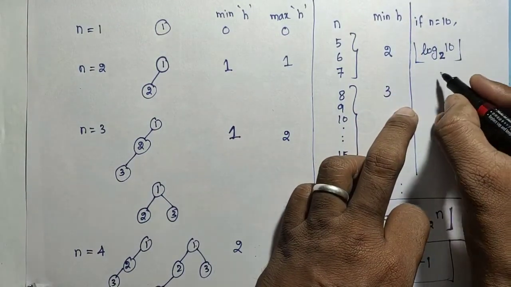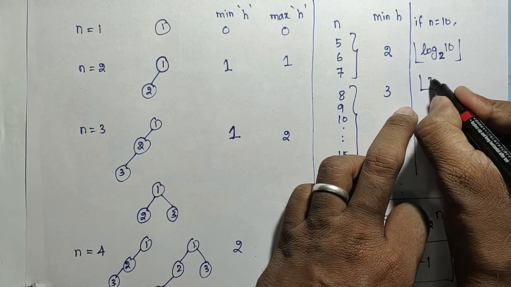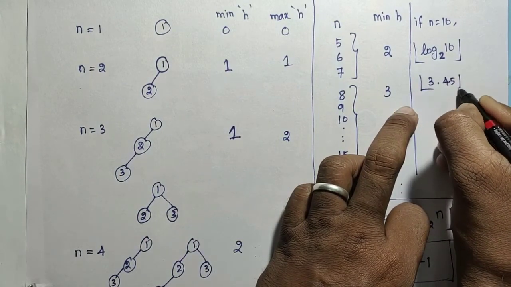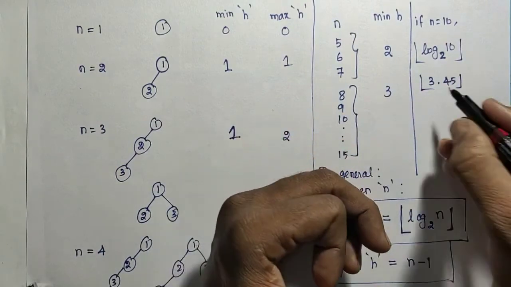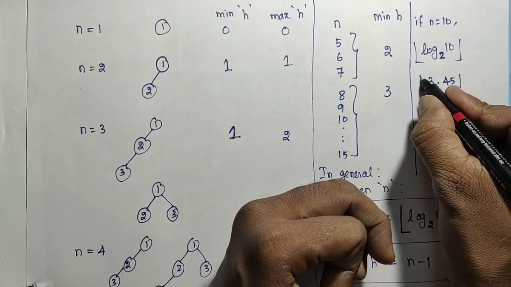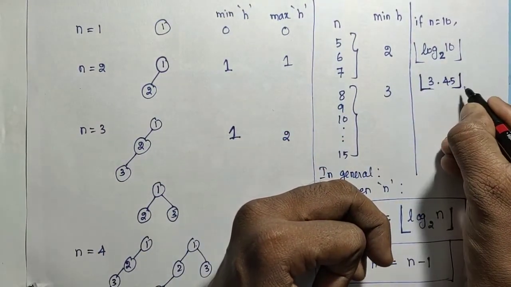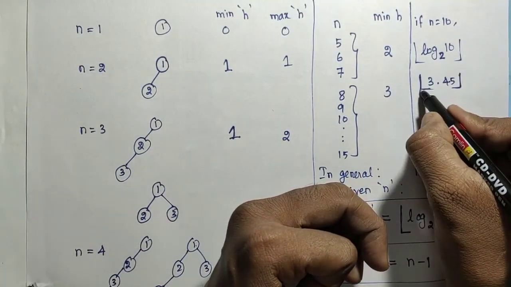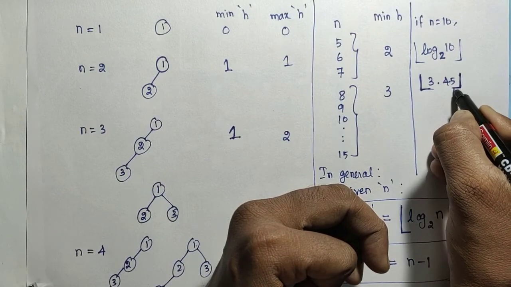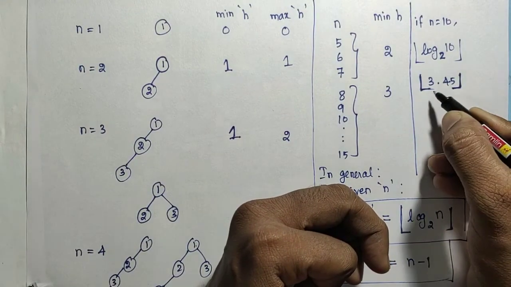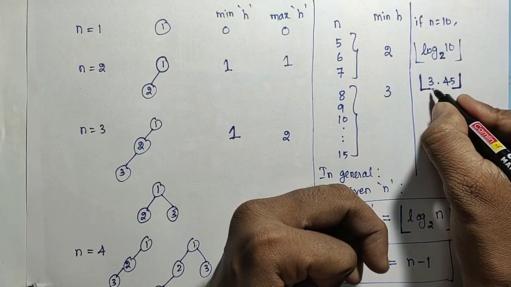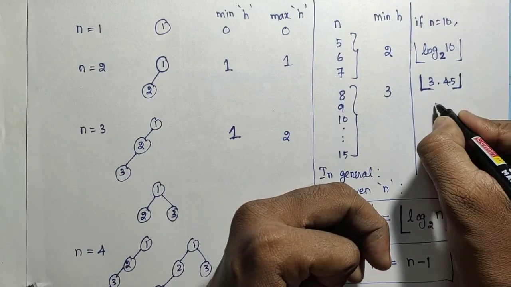Log 10 value: floor of 3 point something. For example, 3.45. This is an example, so it is equivalent to 3. Floor means lower integer; the decimal part will be truncated. There is a symbol used for representing a floor value. Floor means just round down to the lower integer, only 3.